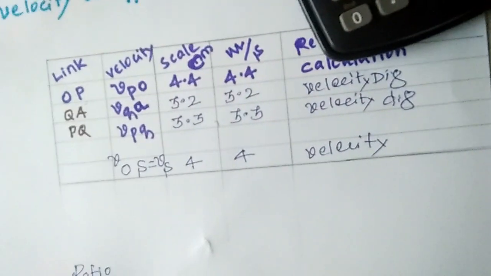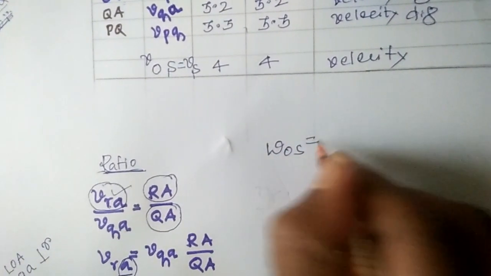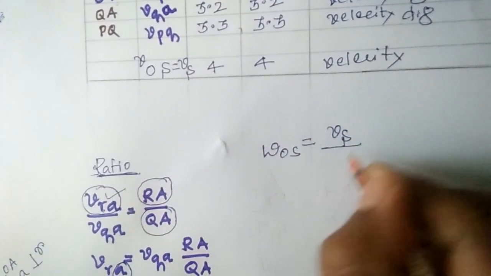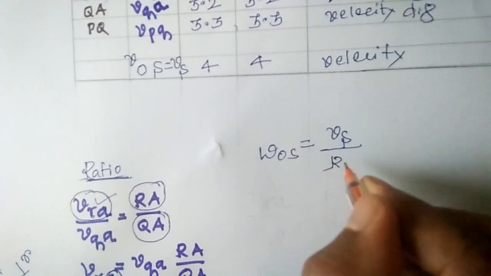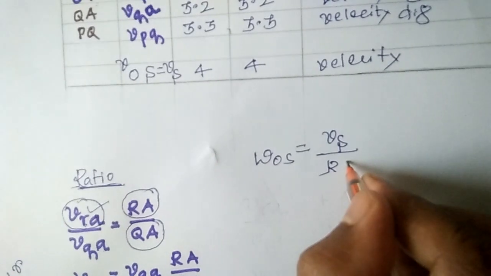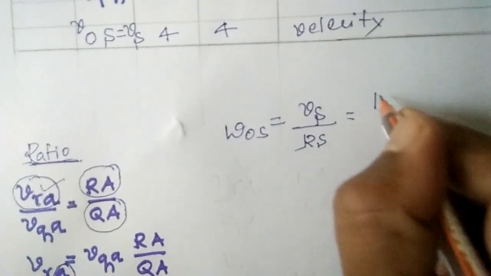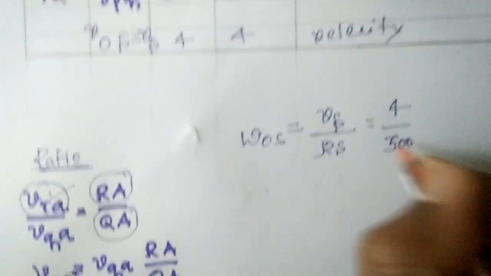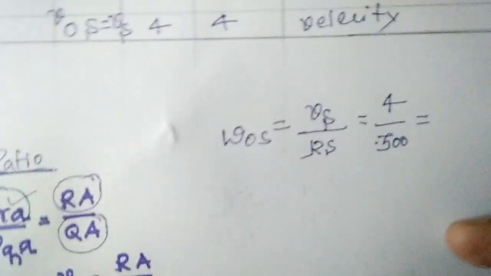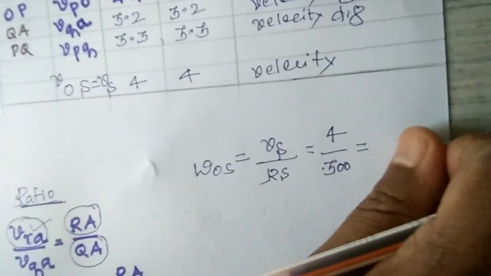Then if you want to find the angular velocity of OS, that is Vs divided by the distance, how much? RS. You have to find it. Then you will get 4. RS distance comes as 300, that is 0.3. You calculate, you will get the angular velocity of the OS also. I stop here only. Thank you.